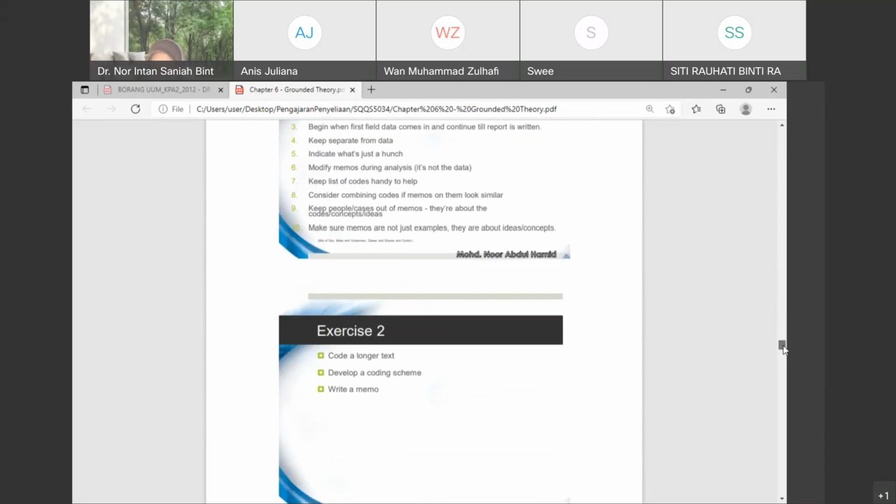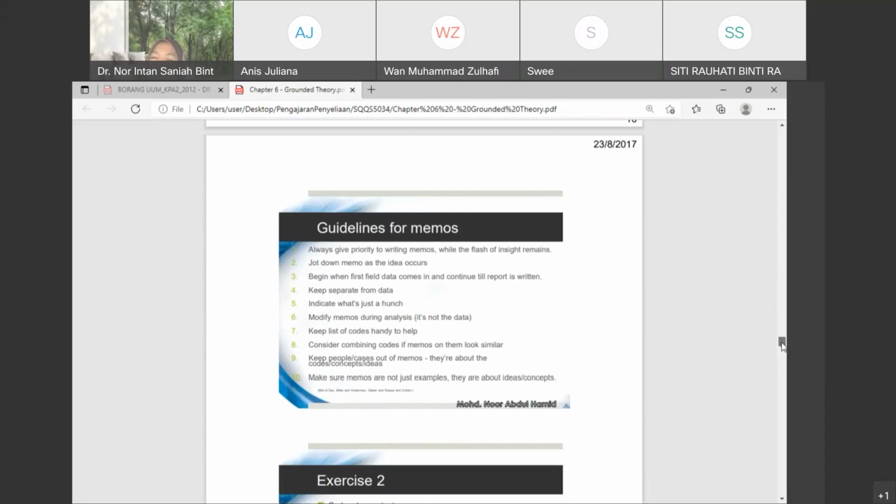Then dia ada limit ke berapa kod yang kita kena buat untuk satu-satu research tu, ataupun berapa kategori yang kita kena ada? Ada limitation tak? Good question. I don't think they have limits. Selalunya dia tak ada limits dan dia tak adalah macam terlalu banyak dan terlalu sikit.